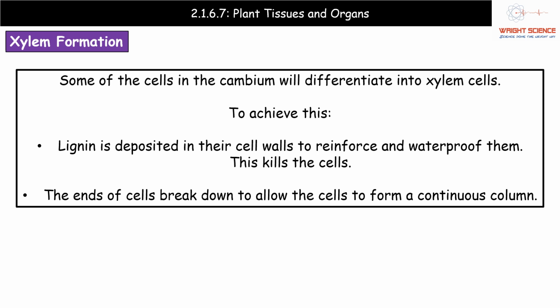We also need to break down the end walls between the cells so that we've actually formed just a continuous column, so that when the water is travelling through the xylem, it can do so as one continuous stream.